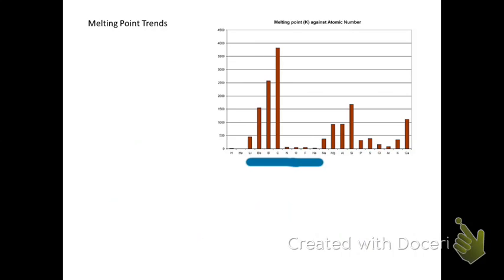Now, if you notice here, we have the trend going from lithium to beryllium to boron, and then up to carbon. There's an increase in boiling point or melting point. So typically what we see here is, as we're going across the periodic table left to right, from lithium to carbon, we get an increase in the melting point. Now, why is this the case?